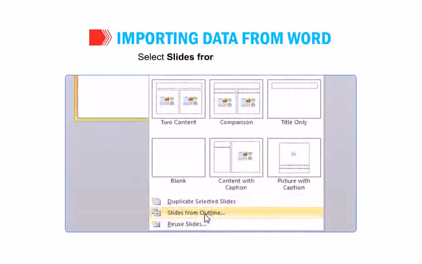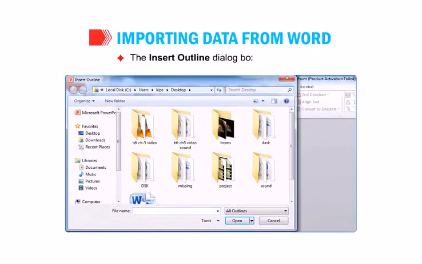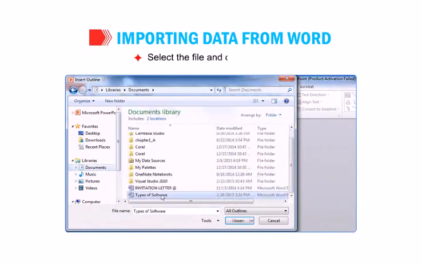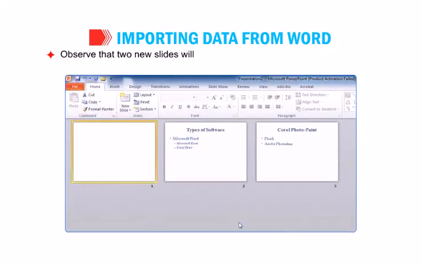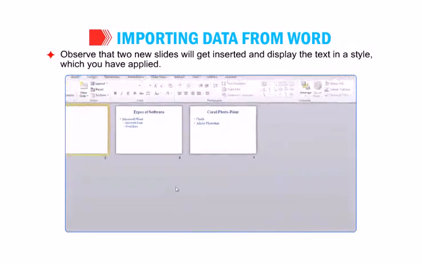Select the Slides from Outline option. The Insert Outline dialog box will appear. Browse to the location of the Word file Types of Software. Select the file and click on Insert. Observe that 2 new slides will get inserted and display the text in the style which you have applied.